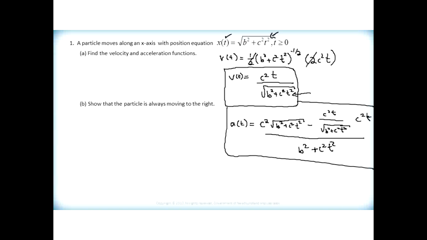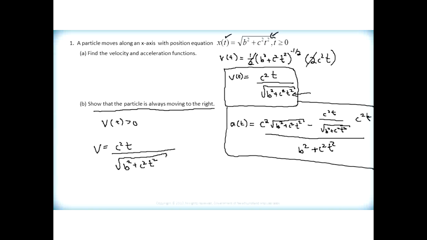And it says now that we have to show that the particle is always moving to the right for part B. So if the particle is always moving to the right, that would mean that the velocity function always has to be positive. Well, let's take a look at what we got for our velocity function. It was c squared t divided by the square root of b squared plus c squared t squared.